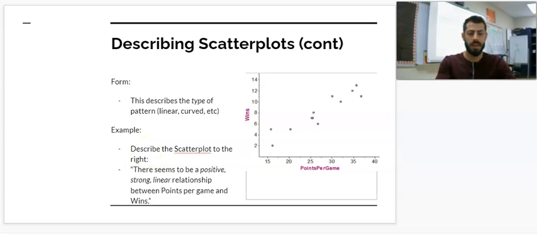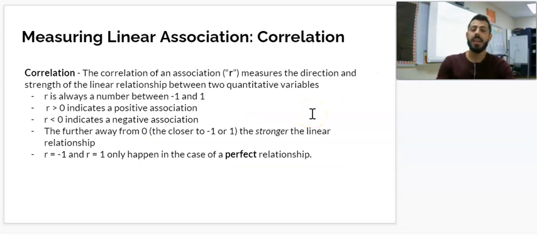That is describing scatter plots. Now, there is a way to measure the strength of a scatter plot and the linear association, and that measurement is called the correlation. Correlation of an association measures the direction and the strength of a linear relationship between two quantitative variables. It's always going to be a number between -1 and 1. If it's a positive number, then it represents a positive association. If it's a negative number, it represents a negative association.